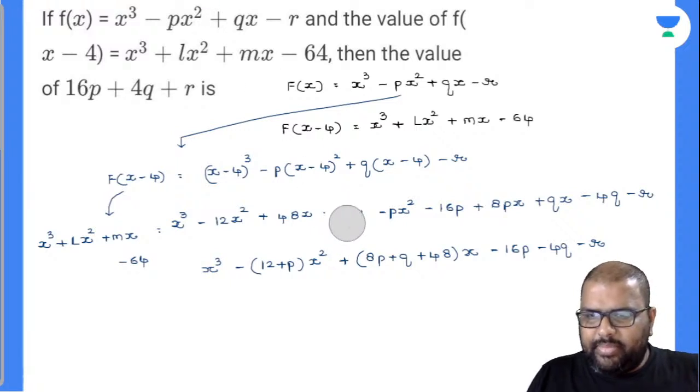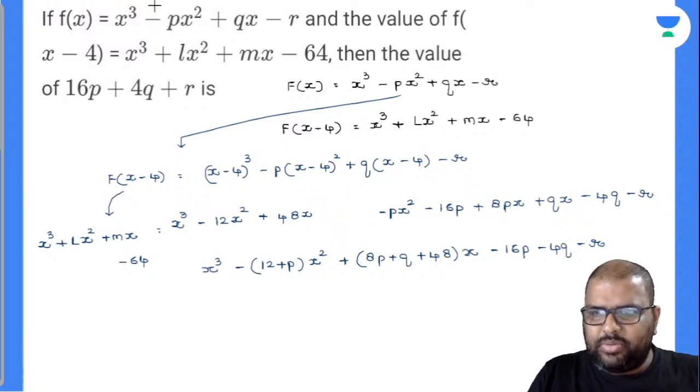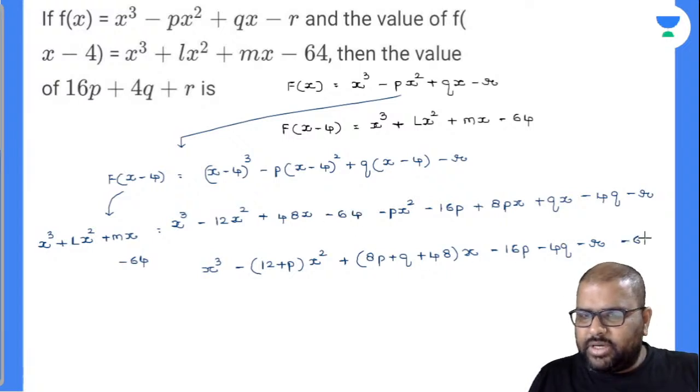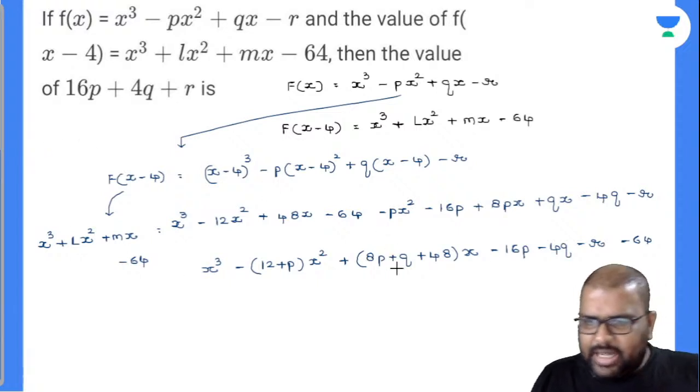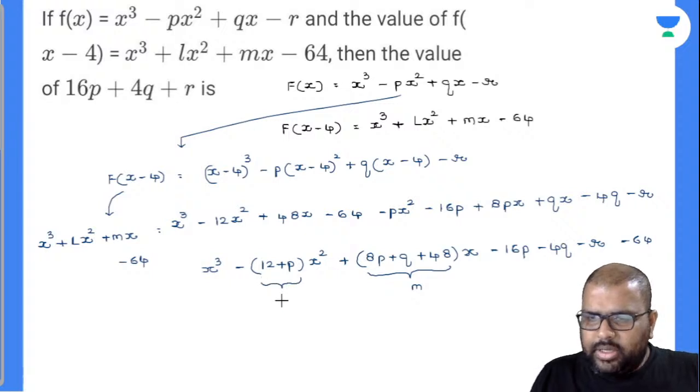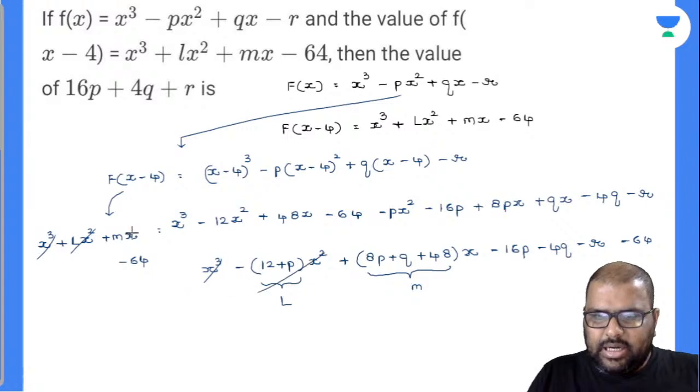Now see, by (a minus b) cube, (a minus b) whole, minus 64, and so it will be minus 64. Now see, compare your LHS and RHS. This is your m value, this is your L value. Now automatically x cube on LHS and RHS get cancelled, x square also gets cancelled. Now m and m, everything.